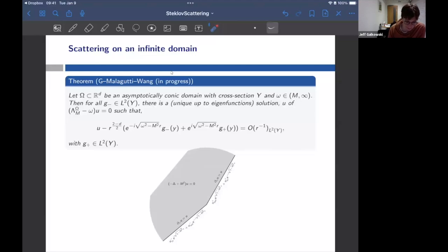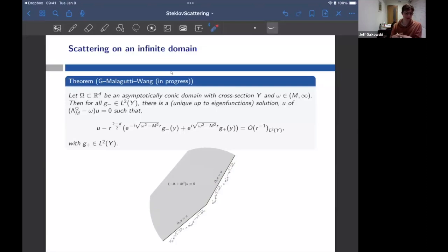So the scattering matrix itself is the map from this G minus to this G plus. And when the domain is two-dimensional, of course, that's an honest to God matrix, right? And in the model, when you have a scaling, you're actually in the infinite sector, this scattering matrix is exactly the scattering matrix that we wrote in the first theorem.